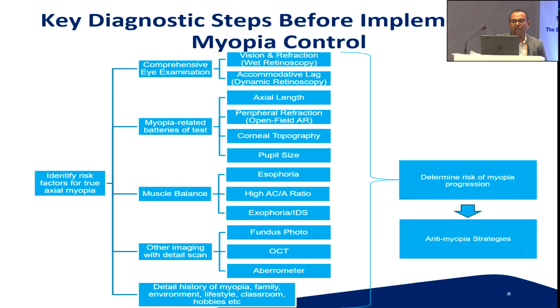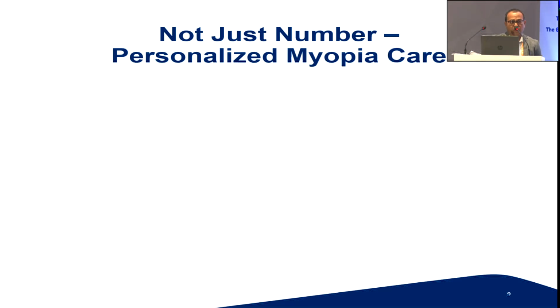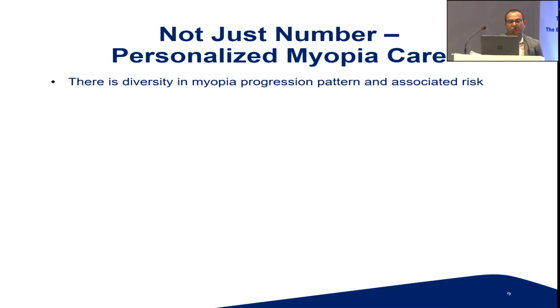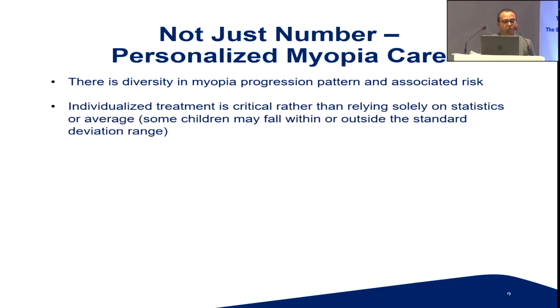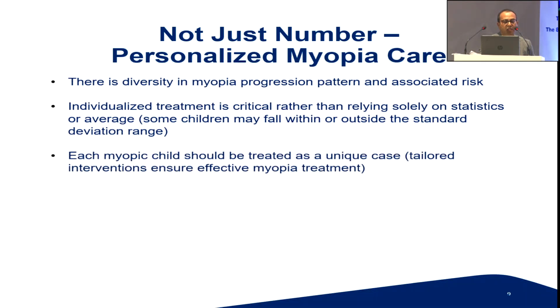By carefully evaluating both subjective and objective risk factors, we can develop an effective treatment plan and significantly improve patient outcomes. So we can see from here, myopia treatment is not just a number. There is diversity in myopia progression patterns and associated risk factors. Individualized treatment is critical rather than depending solely on averages or statistics. Each myopic child should be treated as a unique case.